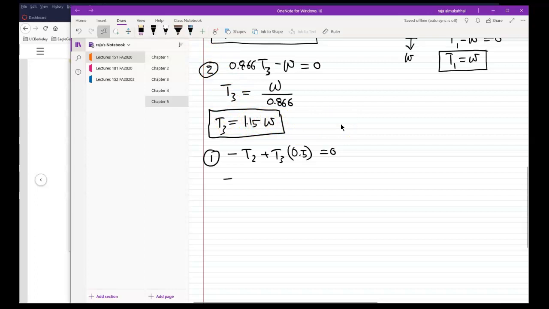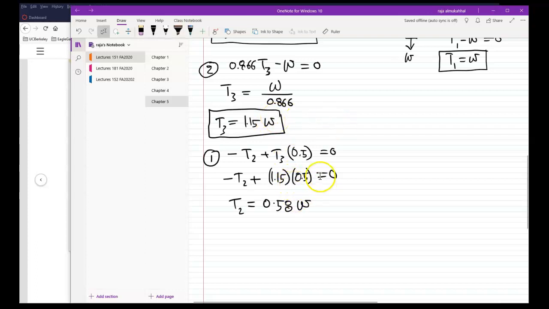So therefore, minus T2 plus 1.15 times 0.5 equals 0, and therefore T2 is equal to, again, use my calculator again, and so I have here 0.5 times 1.15, answer 0.58 roughly, W. I think I forgot, sorry, I forgot to put the W in there.